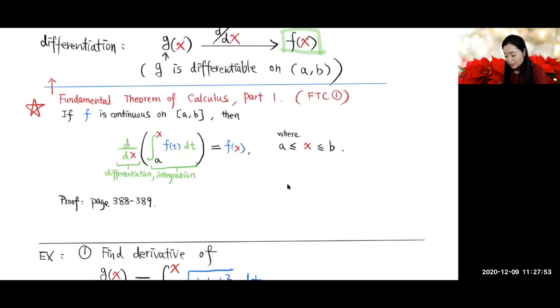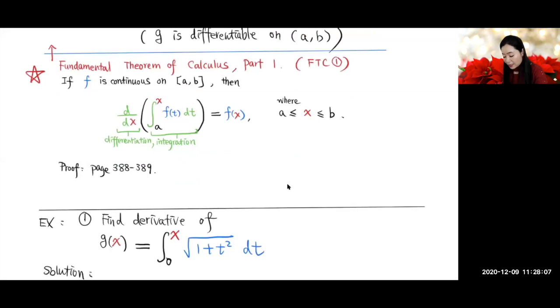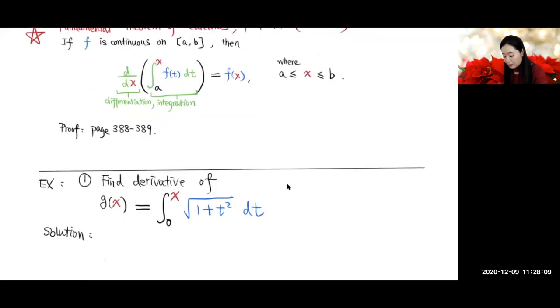Now, we just observed that. We didn't prove it. The proof is on pages 388 to 389, so the proof is in the book. Now, let's try to find the derivative of this function.